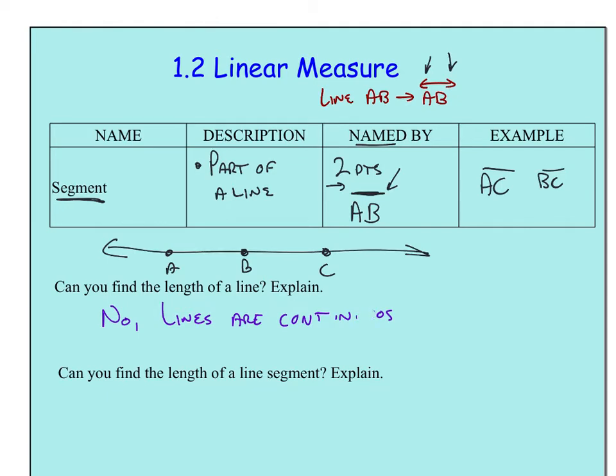I feel like I spelled that incorrectly. Let me see something here. Nope, I feel like I was right the first time. So it's continuous. Lines are continuous, so you cannot find the length. Can you figure out the length of a line segment? Yes, absolutely. They have distinct endpoints that can be measured.